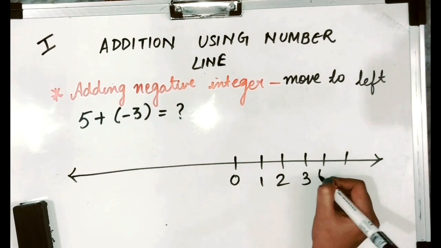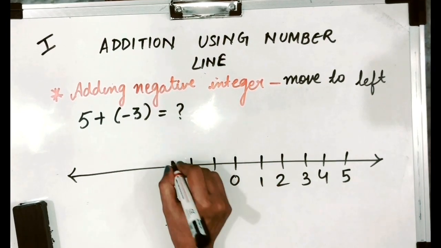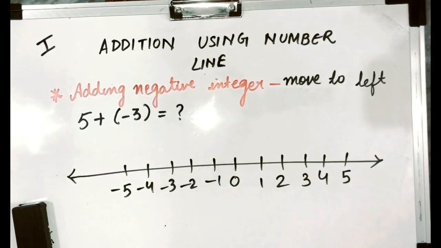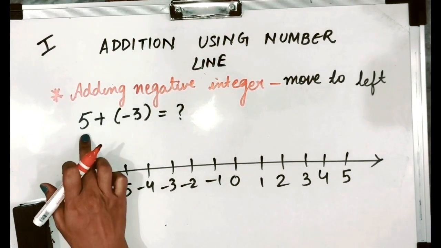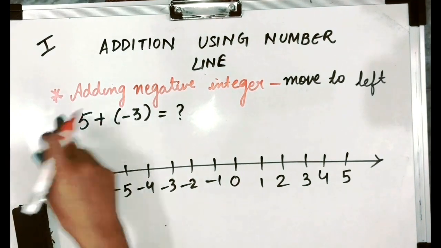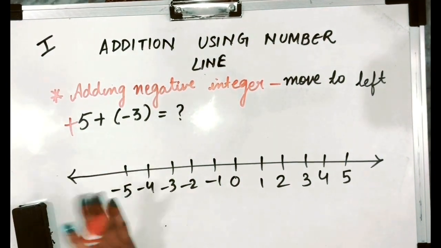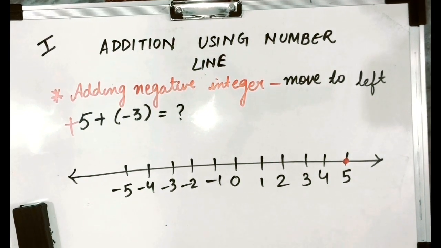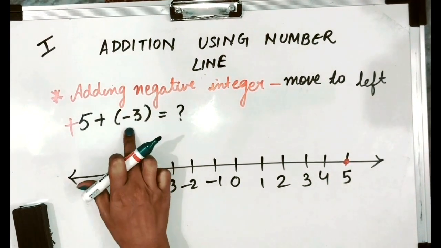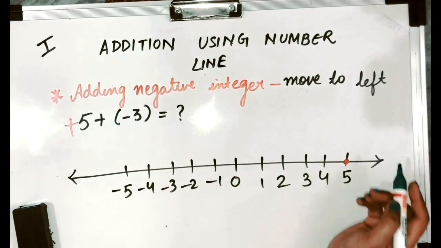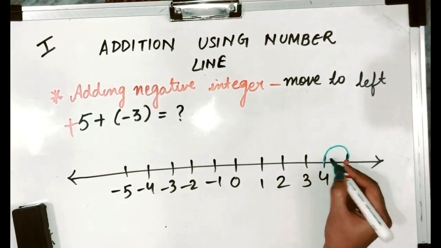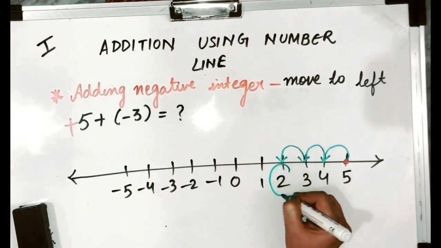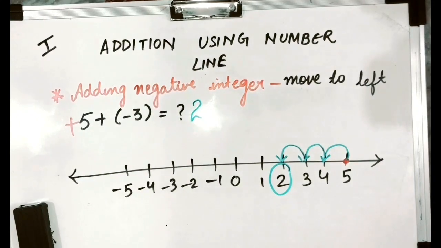1, 2, 3, 4 and 5. Minus 5, minus 4, minus 3, minus 2, minus 1. So the question starts from 5. As there is no sign here, that means it's a positive 5, that is a plus 5. So we'll start from here, and it is written plus minus 3. Because we are adding a negative integer, we'll move to the left of the number line 3 times. 1, 2 and 3. So the number we reached is 2. So the answer will be 2.